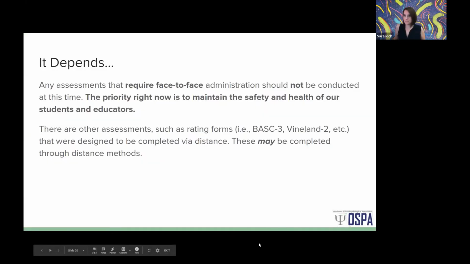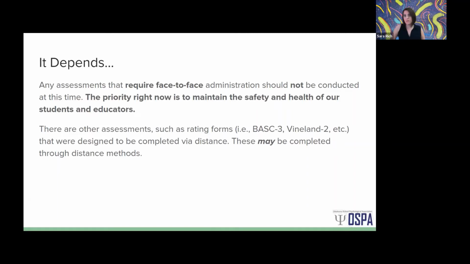It depends. So the OSD has clearly indicated they do not want district staff to unnecessarily increase the risk to children and employees with in-person exposure. So our understanding is that this means meetings and testings that require face-to-face should not occur. So priority right now is to maintain that safety.